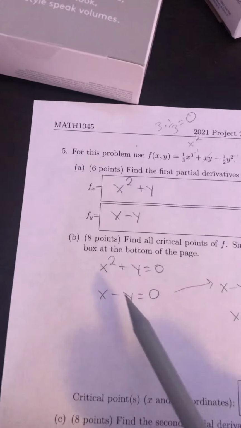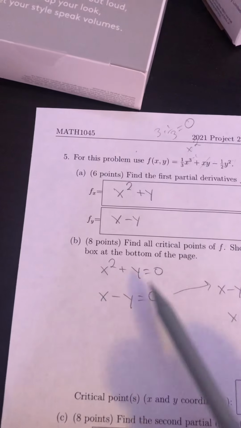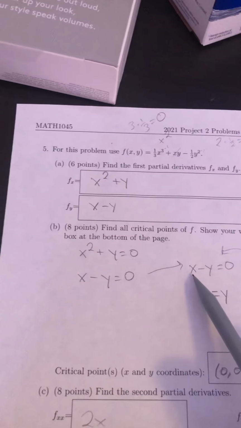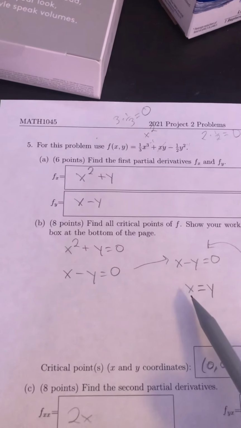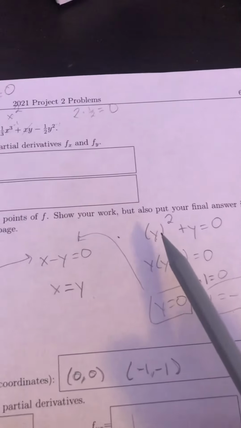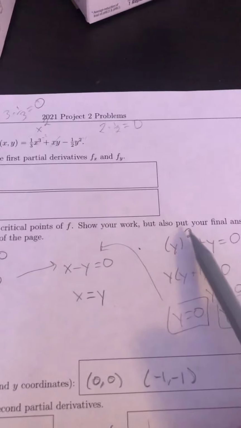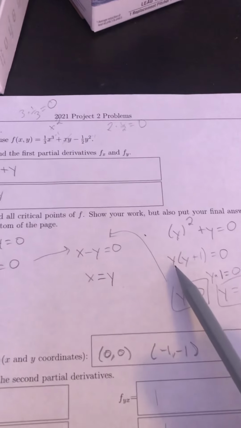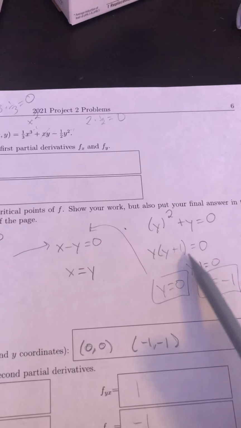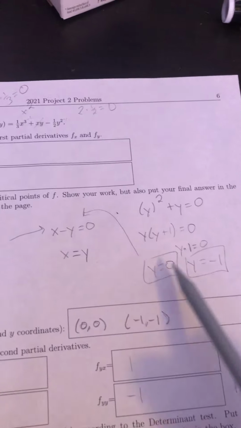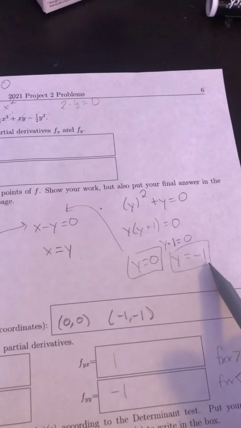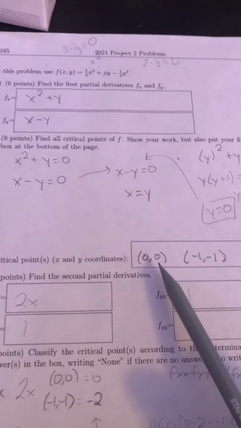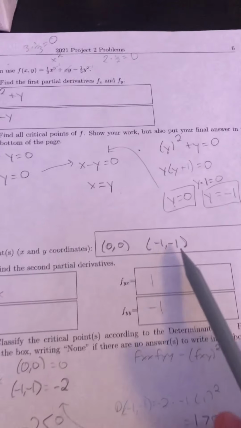To find the critical points, I took x squared plus y equals 0 and x minus y equals 0. Then I took the easiest equation, x minus y equals 0, and found that x equals y. And I plug y back into this equation, so y squared plus y equals 0. And then I factored out a y, so y times (y plus 1) equals 0. Found that y equals 0 and y equals -1 using this equation. Then I plugged these numbers back into this equation and found these critical points: (0, 0) and (-1, -1).